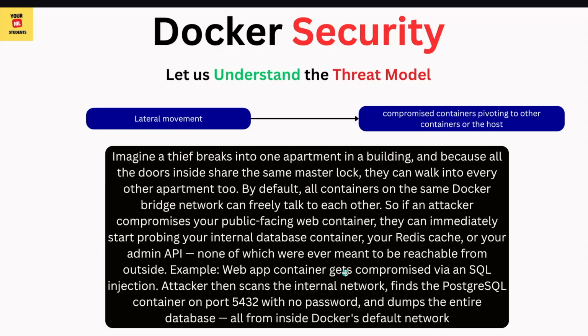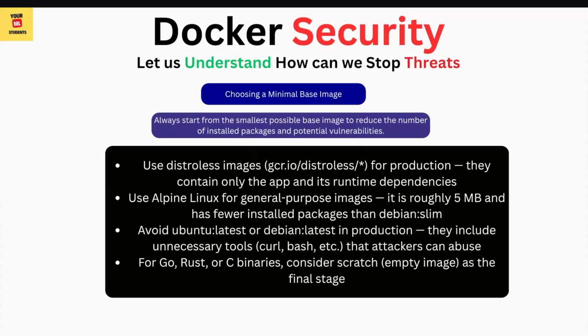Example: a web app container gets compromised via a SQL injection. The attacker then scans the internal network, finds the PostgreSQL container on port 5432 with no password and dumps the entire database, all from inside Docker's default network. So you need to make sure that you do not do it that way, because if you do, you may lose your data. So these are the possible threats that can happen. Now let us understand how we can stop these threats.